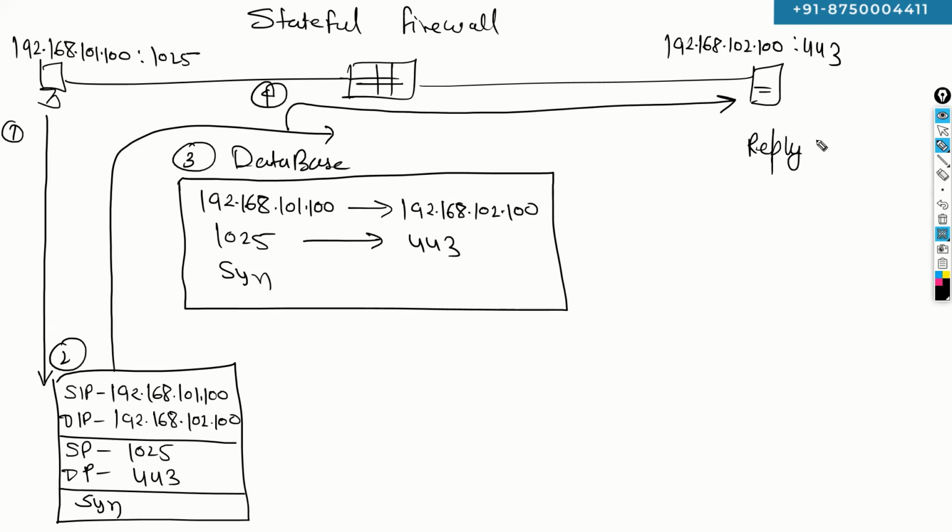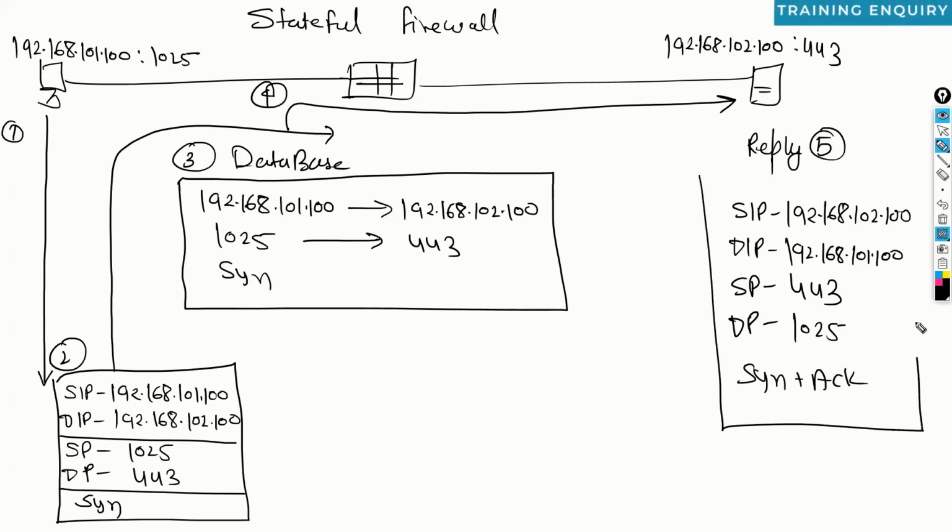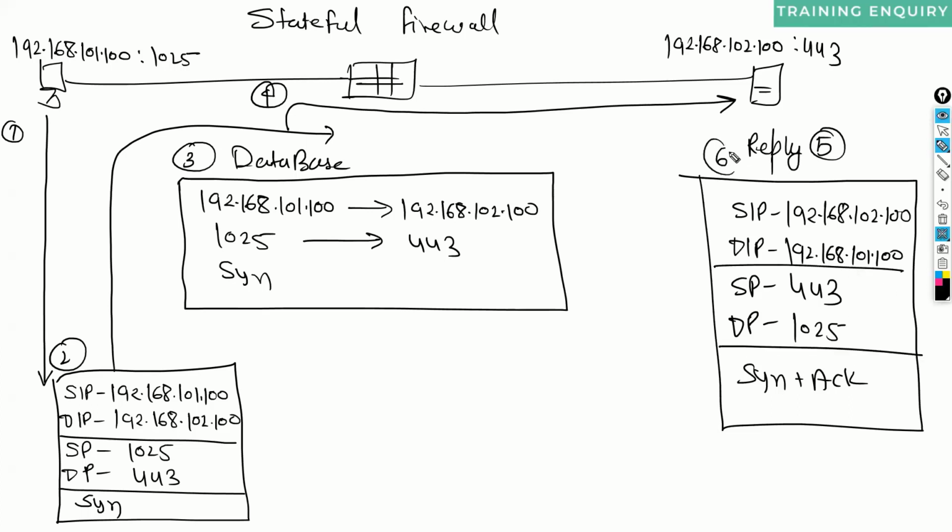In the reply packet, the server will create a packet with source IP 192.168.102.100, destination IP 192.168.101.100, source port 443, destination port 1025, and in response to SYN, server will send SYN plus acknowledgement. Such kind of packet will be generated by the server and it will be delivered to firewall.